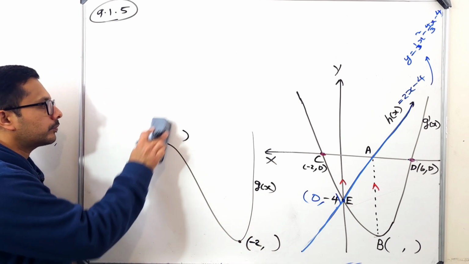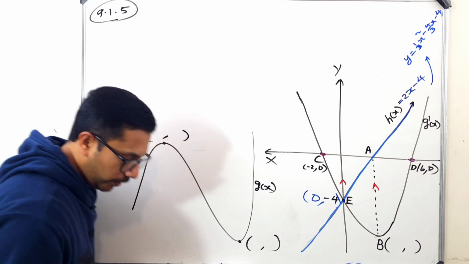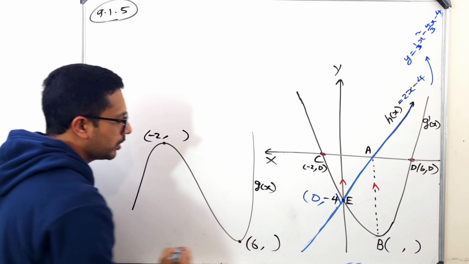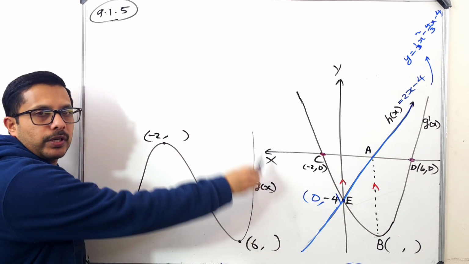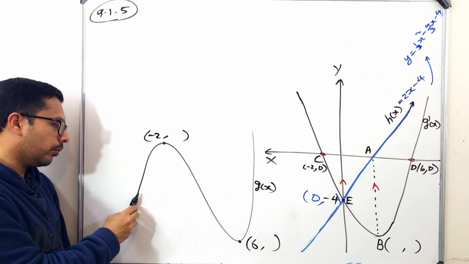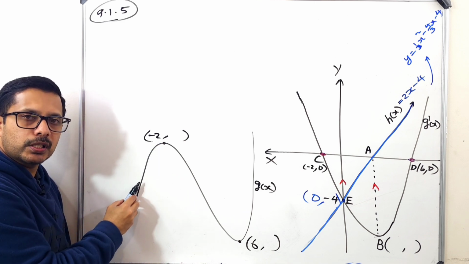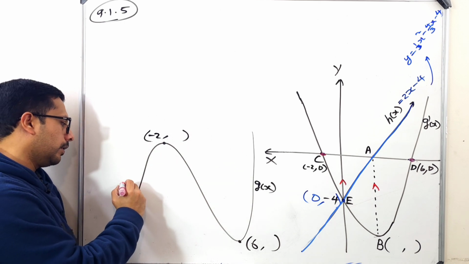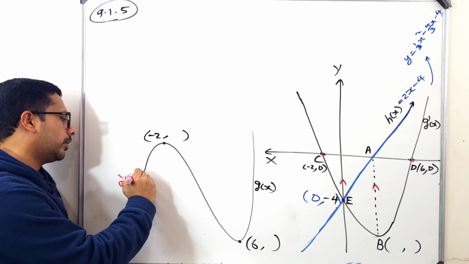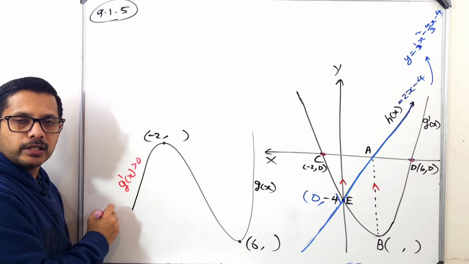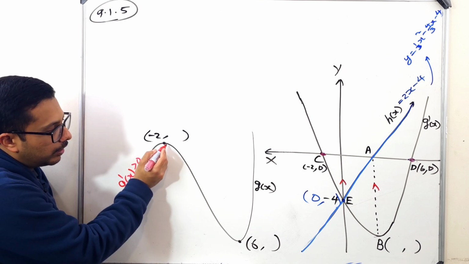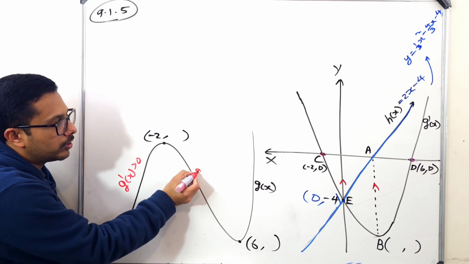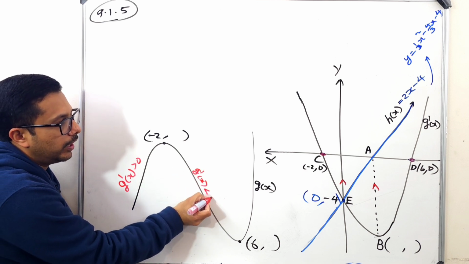So now listen very carefully. You have to know some theory here. This is -2 and this is 6. This is our g of x graph, am I right? Now here, is g of x increasing or decreasing? The graph is increasing. So when a graph is increasing, what about the first derivative? First derivative is greater than 0, meaning positive. Here the graph is decreasing, so the first derivative is less than 0.